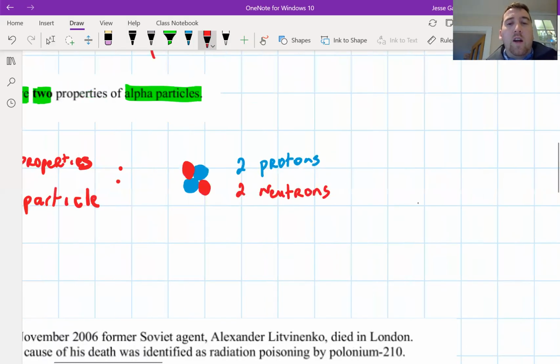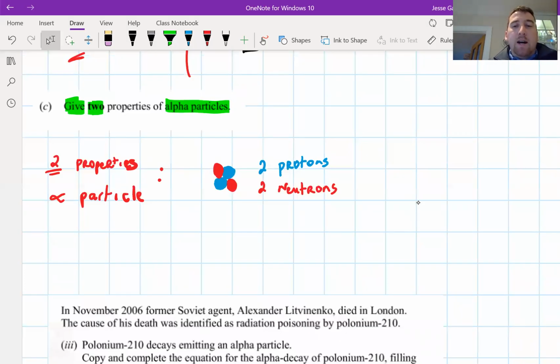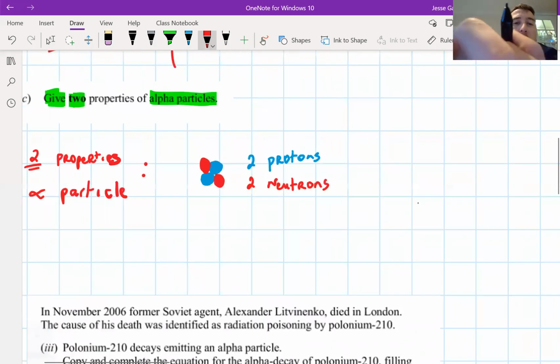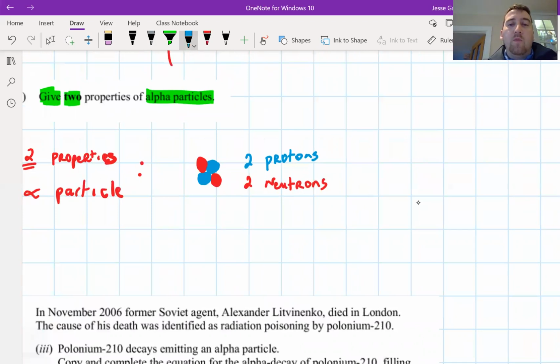So some features of this might be the mass and the charge of this particle. Looking at this diagram, if you weren't already able to write down properties, write down the mass and the charge now. Pause the video. Okay, so the two easiest properties to remember: there are two protons and two neutrons, and no electrons to balance out the charge. So overall, this is going to have a +2 charge. That is a property.